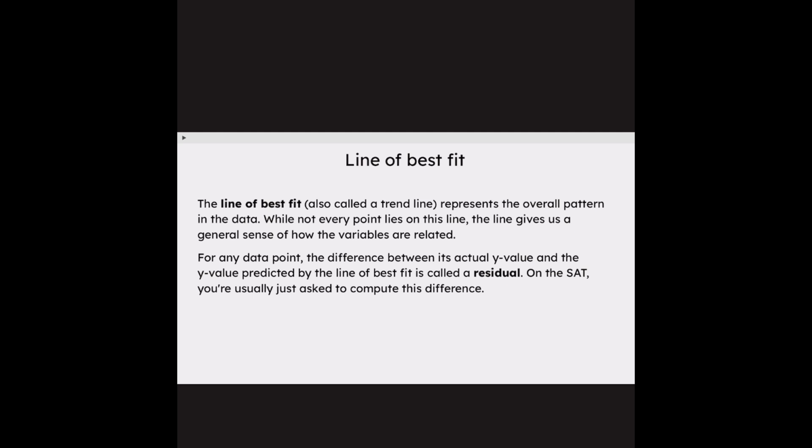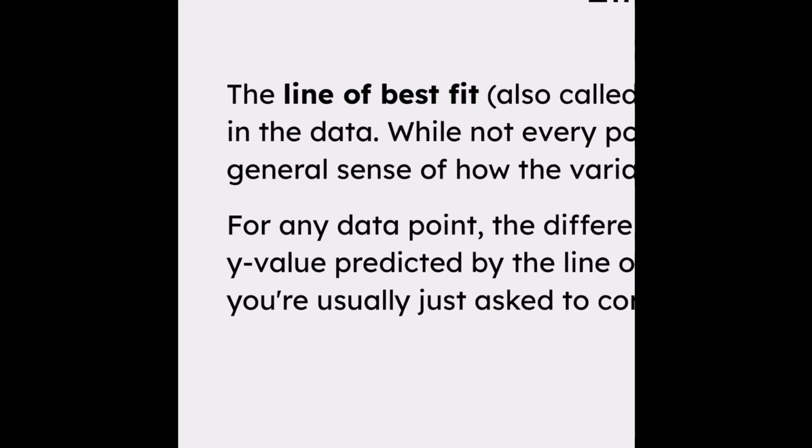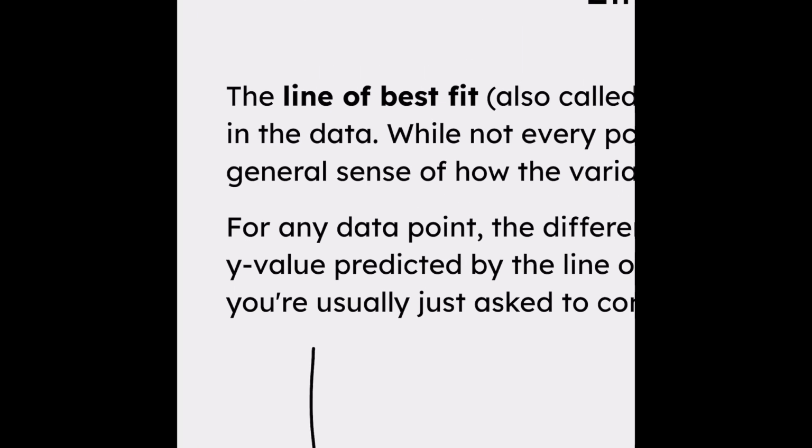For any data point, the difference between its actual y value and the y value predicted by the line of best fit is called a residual. On the SAT, you may be asked to compute this difference. So the purpose of the line of best fit is not to touch as many data points as possible. The purpose is to get as close to as many data points as possible.